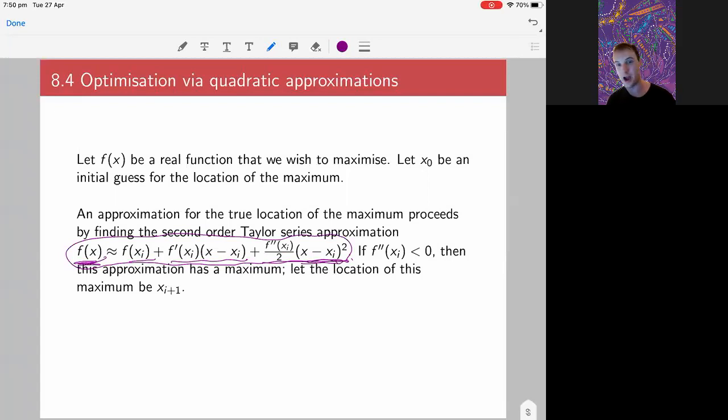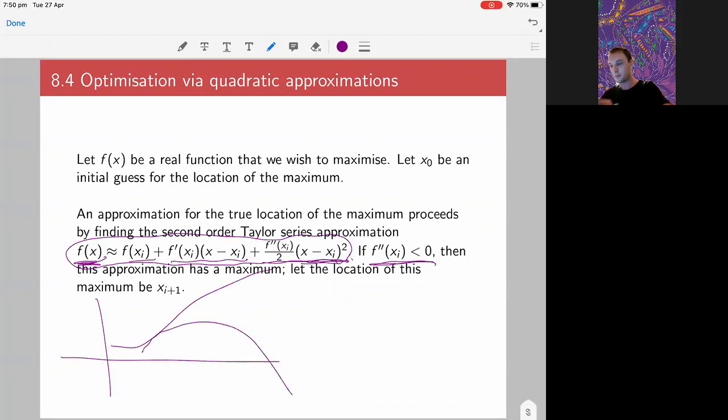Now, we know how to find the maximum of that. At least if the second derivative of this quadratic is negative, we know it's going to have a maximum somewhere. And so let's just choose that to be the new point. So the algorithm is you pick an initial point, find a quadratic approximation for that function relative to that point. If the second derivative at that point is negative, then this new quadratic approximation you've constructed should actually have a maximum. And so let's just travel there to get your new point.